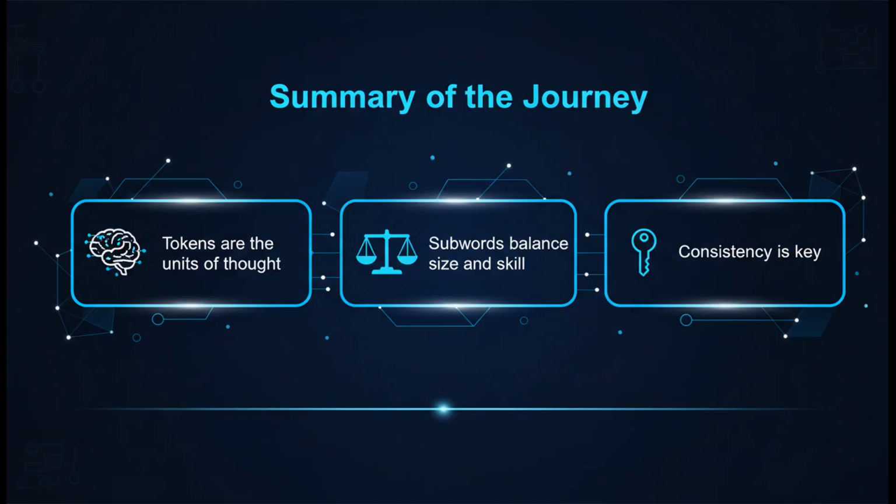To wrap up, tokenization is the essential first step in the LLM loop. By breaking text into subwords and bytes, we keep the vocabulary manageable while giving the model the ability to reason across any language or data type.